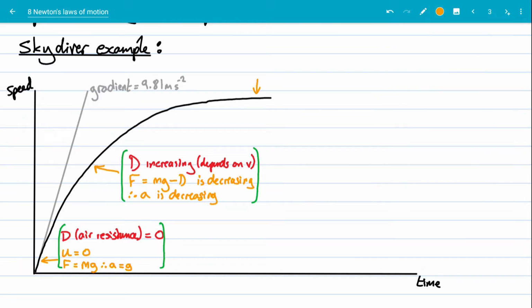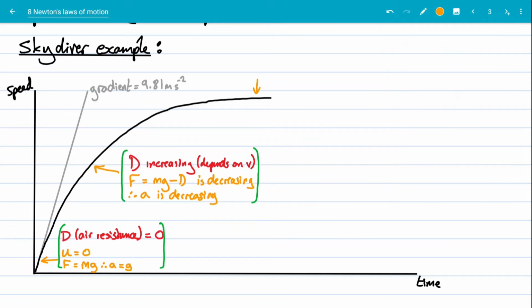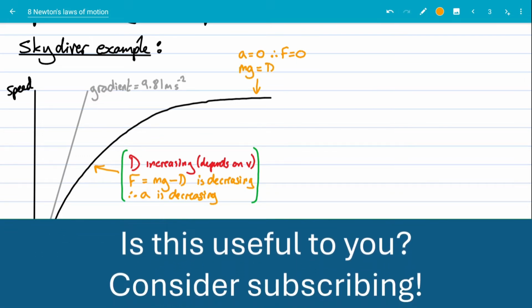Now, here we have air resistance equal to the weight of the body. The acceleration is now equal to 0. The acceleration has decreased to that point that is 0. Therefore, the resultant force is equal to 0. And because the resultant force is equal to mg minus D, that means that mg must equal, in magnitude, D.